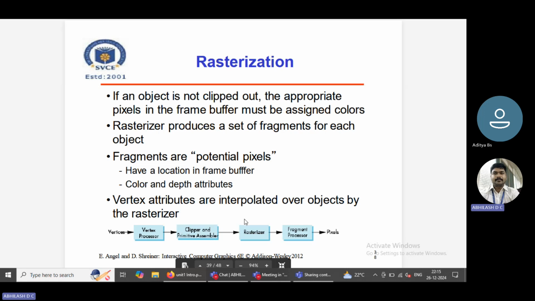Rasterization, as I told you, is the conversion to picture cells. If the object is not clipped out, the appropriate pixel in the frame buffer must be assigned its color. The rasterizer produces a set of fragments for each object. Fragments are potential pixels which have a location in the frame buffer, and the color and depth attributes can be assigned. Vertex attributes are interpolated over objects by the rasterizer.